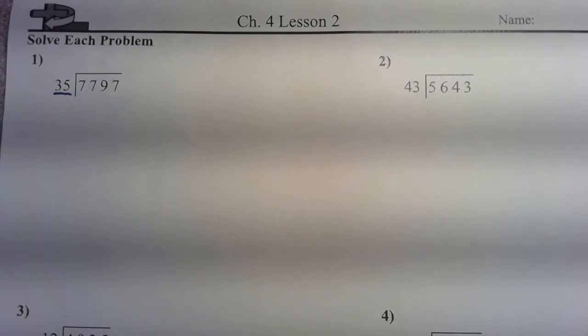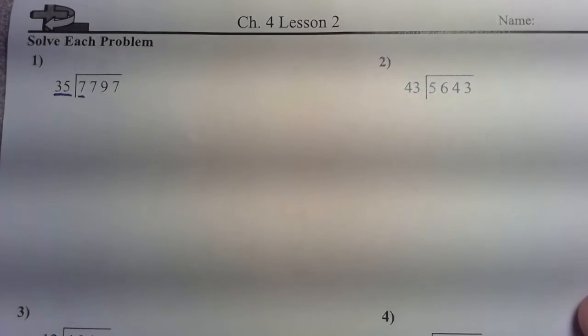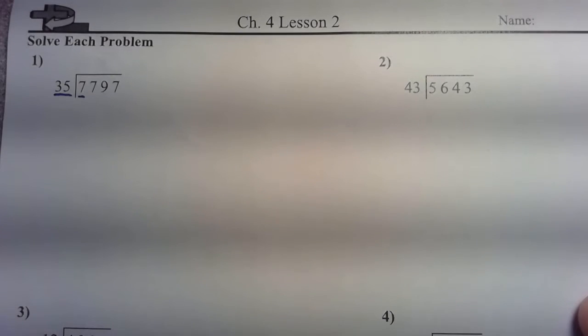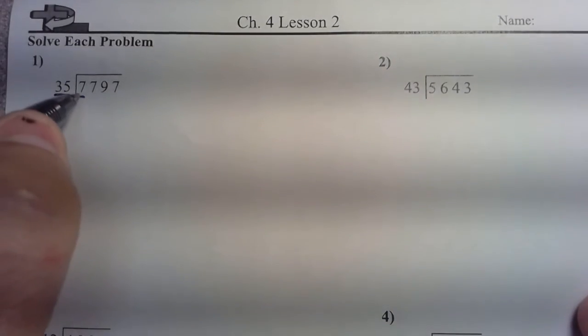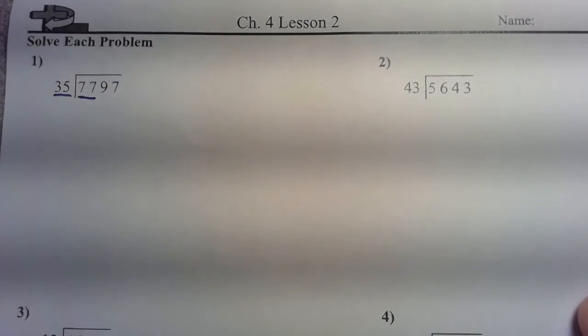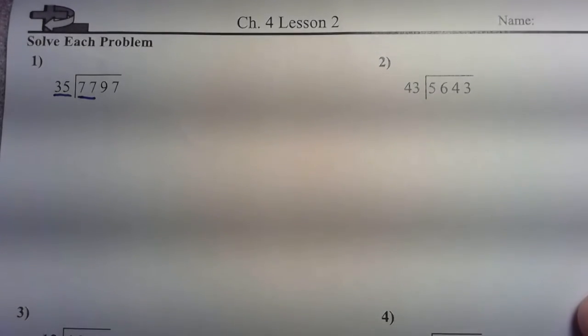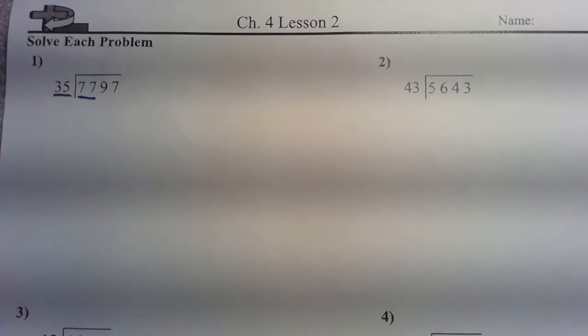Now, almost always, you're going to say, well, 35 goes into 7 how many times? 0. Okay, so we don't need to write the 0. So now we're going to say, how many times will 35 go into 77? 2. Twice.